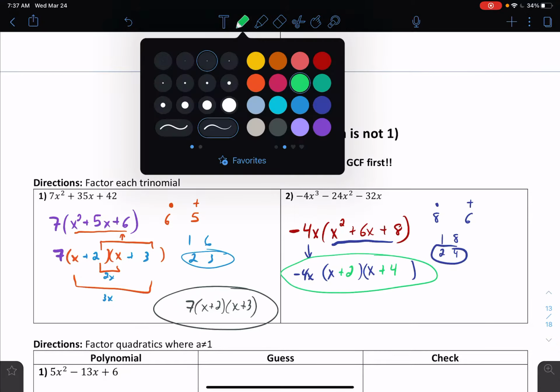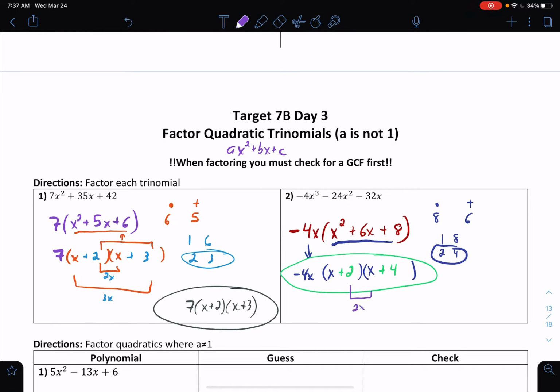All right, now we can check this. Inners and outers, 2x and 4x. 2x plus 4x gives me 6x. And then x times x is x squared. 2 times 4 is 8. So that's how I know this works.